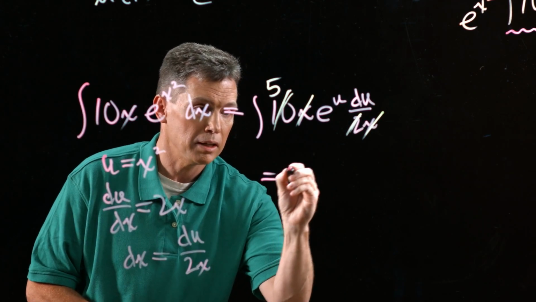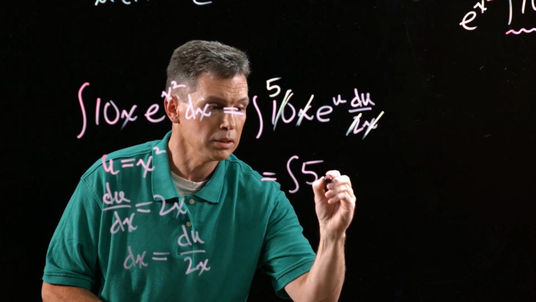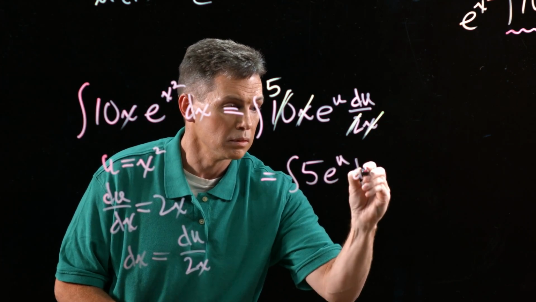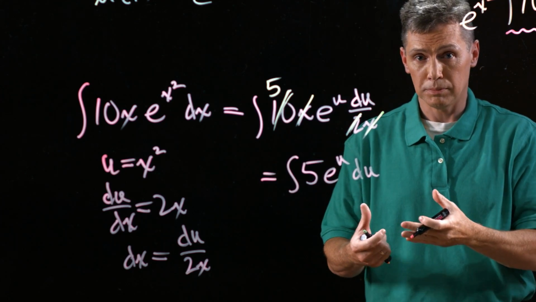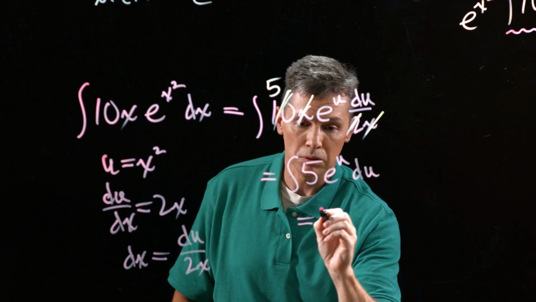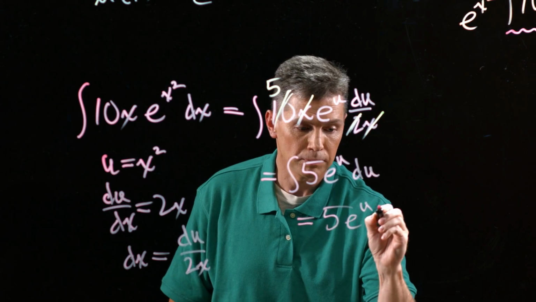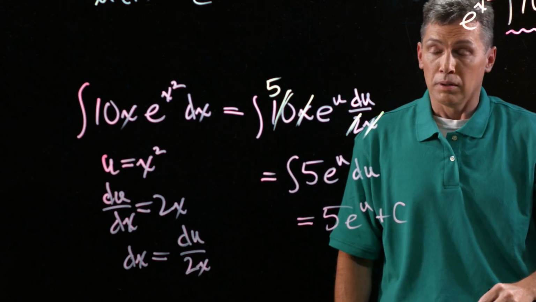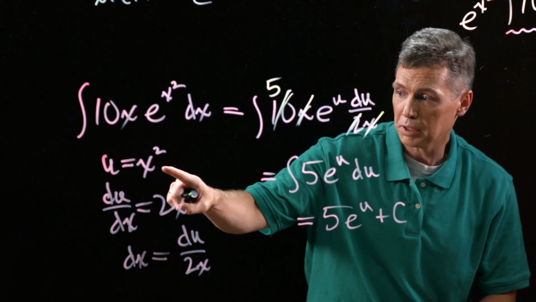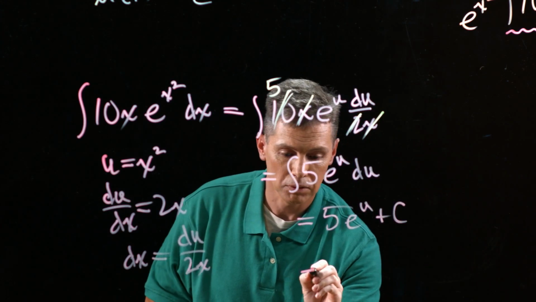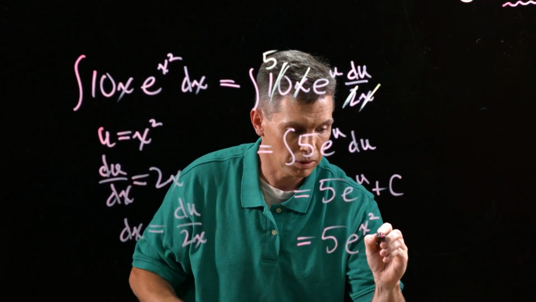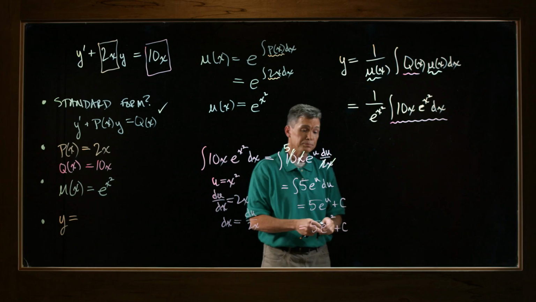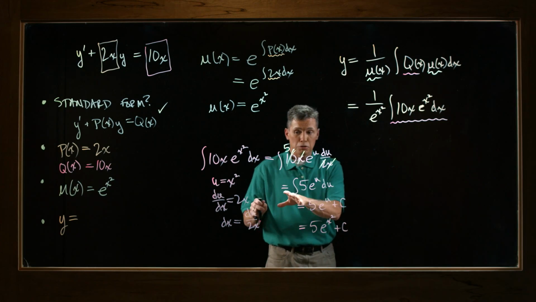Let me rewrite that and look at it a little bit more cleanly. Looks a little bit cleaner, but also more doable. I can do this integral pretty quickly. Then also with u substitution, don't forget to resubstitute. This equals 5e raised to the x squared power plus c. And that's good scratch work.